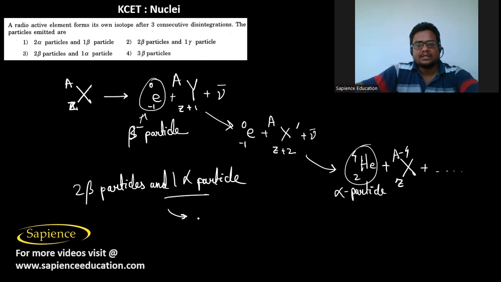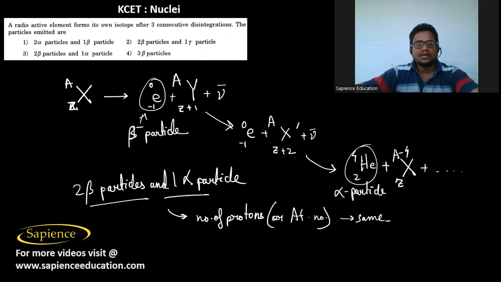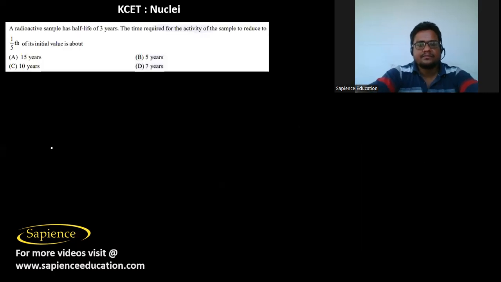So it means the number of protons, or the atomic number, which is Z, should be the same. So it means that it should give out two beta particles and one alpha particle only. So option 3 is the correct answer.